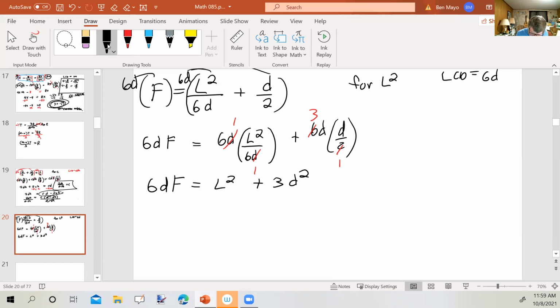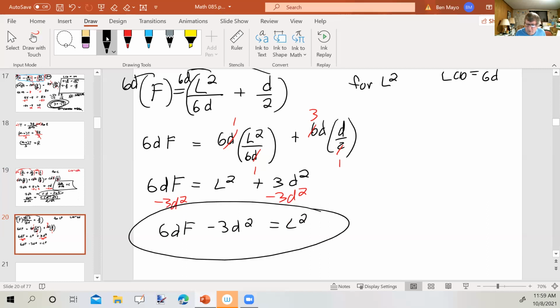And let's see. Now I will subtract 3D squared from both sides, and I get 6DF minus 3D squared equals L squared. And there you go. I've solved for L squared.